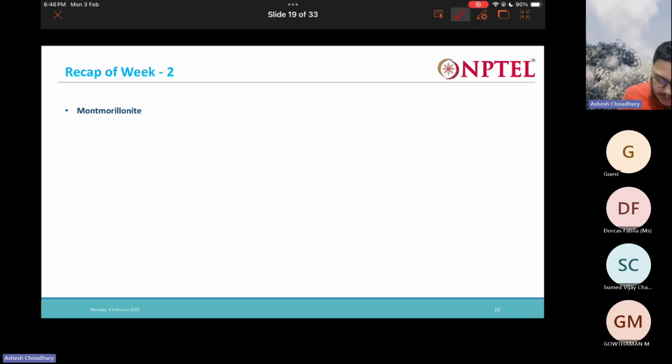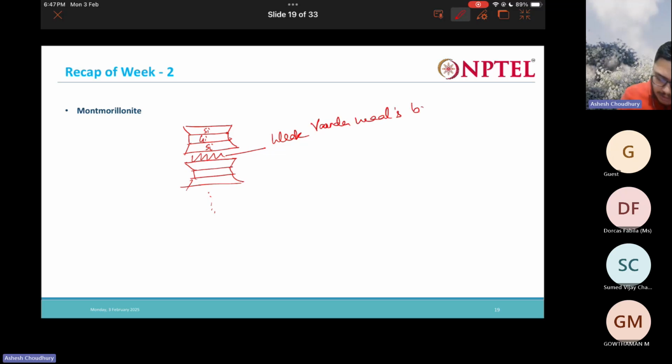In Montmorillonite, the arrangement is something like this. We have silica, we have gypsite, we have silica like this, and again opposite side like this, like this, like this, and it continues. Okay. So in this, the bonding is weak, van der Waals bond. Okay, since the bond is very weak, any external agent comes and disturbs that kind of soil.